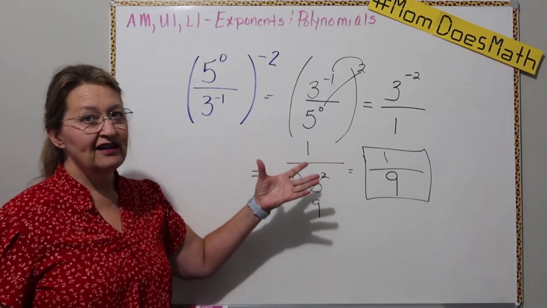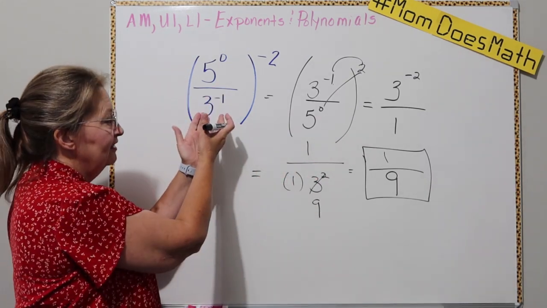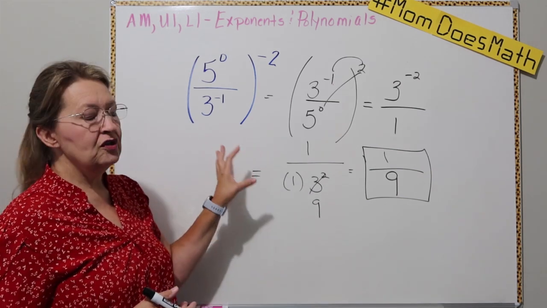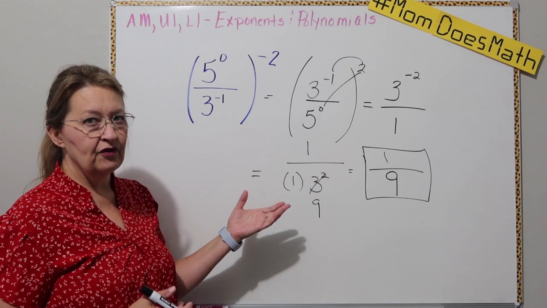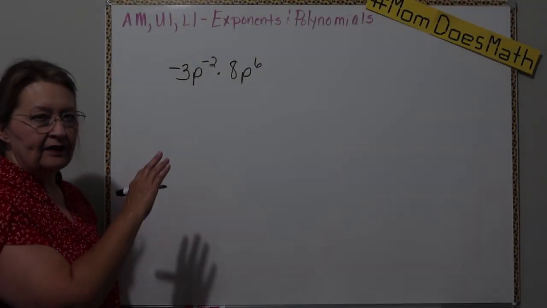Now yes, there's a lot of different ways you could have done something else first. You could have simplified the inside and then raised it to negative 2. So just because you don't do it in the same order that I did doesn't mean you did it wrong. There's so many different ways. So as long as you got the 1/9, you're good. Okay, let's look at our next problem.